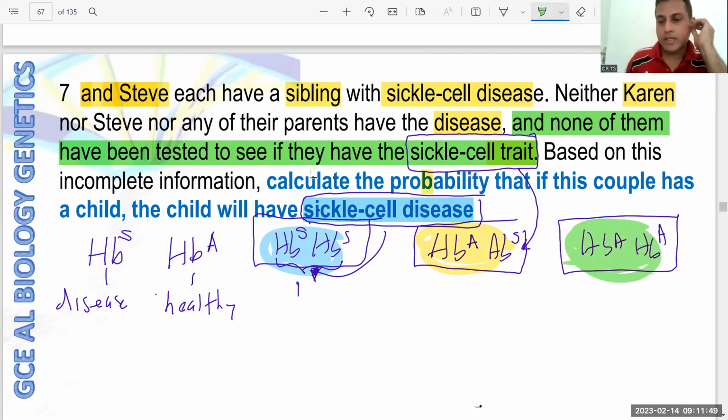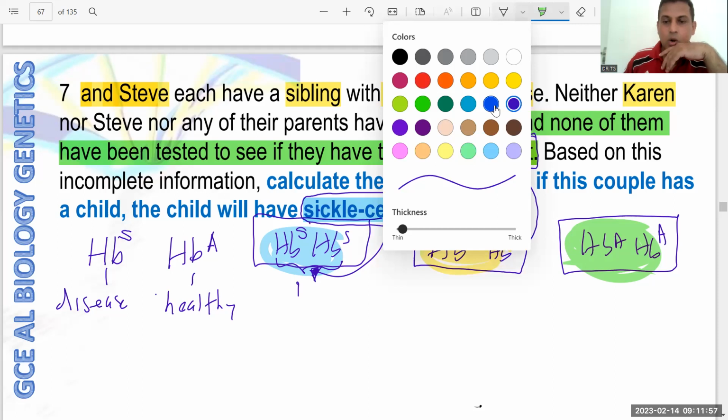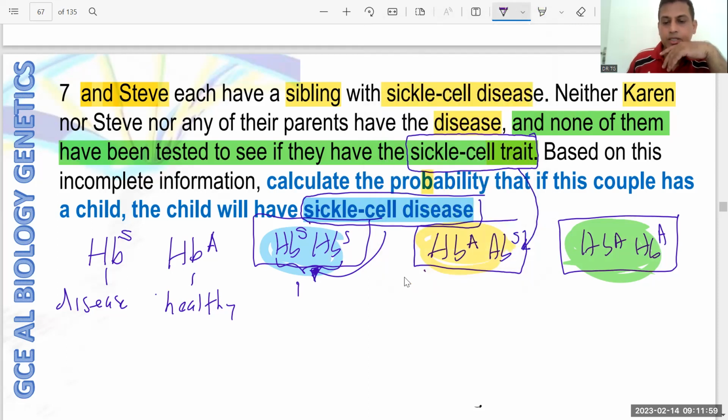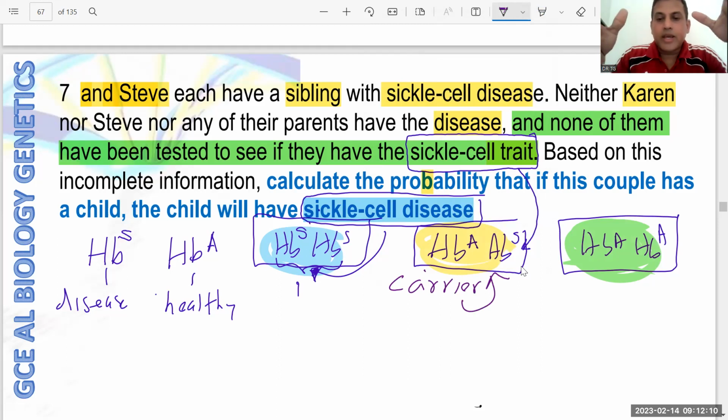So calculate the probability that if this couple, the child will have sickle cell disease. This is also considered a carrier stage, so they are the carriers. They don't have the disease, but when two heterozygous people marry, they can have a child with sickle cell disease. Calculate the probability that this couple has a child with sickle cell disease.